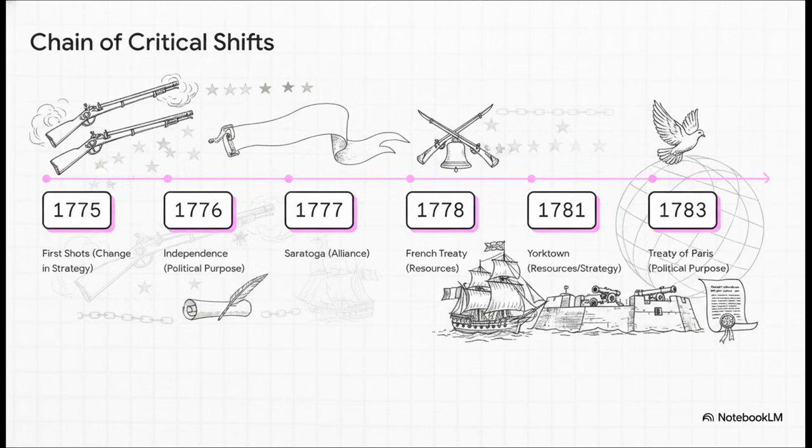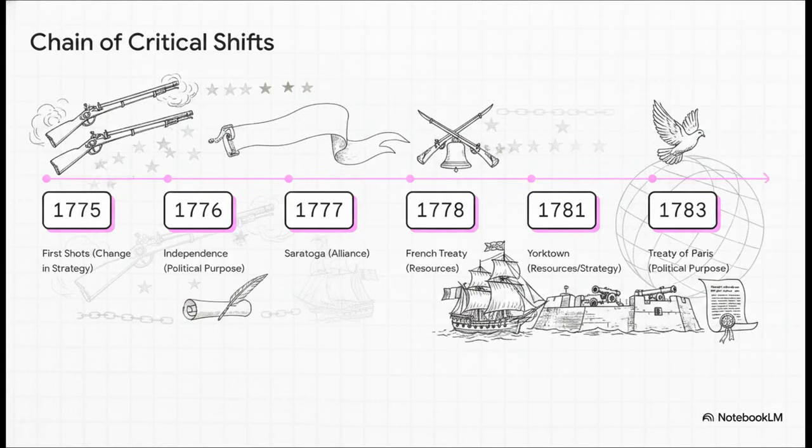In 1775, the first shots changed the strategy to active conflict. Then, 1776 shifted the political purpose to full independence. By 1777, the victory at Saratoga secured crucial alliances, which directly led to the 1778 French Treaty, bringing in desperate foreign resources. Moving to 1781, Yorktown combined resources and strategy to finally corner the British. And all of that built up to the ultimate political purpose in 1783, an independent nation recognized by the Treaty of Paris.